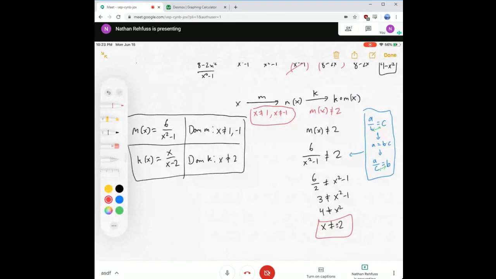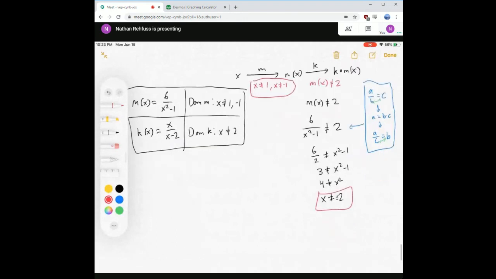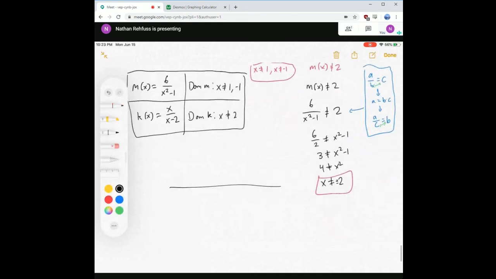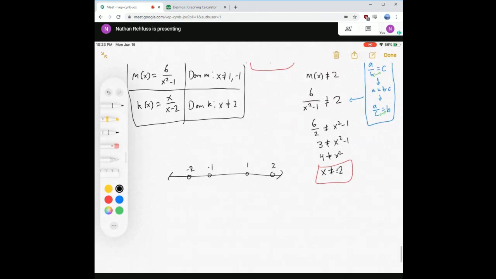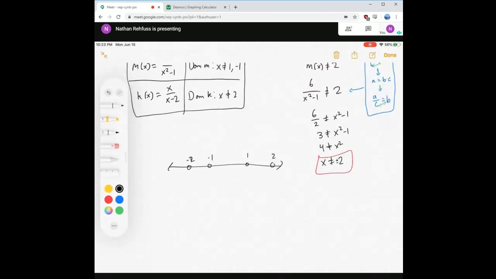So my domain is any number except for negative 1, negative 2, positive 1, or positive 2. Whoops, negative 2, negative 1, positive 1, positive 2. Which leads to the worst expression you'll ever see in interval notation in this class. Domain of k of m.